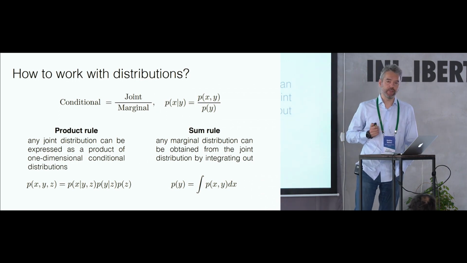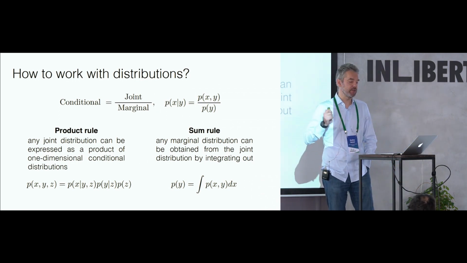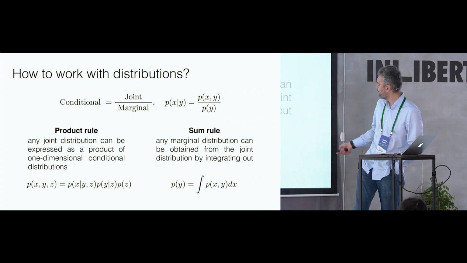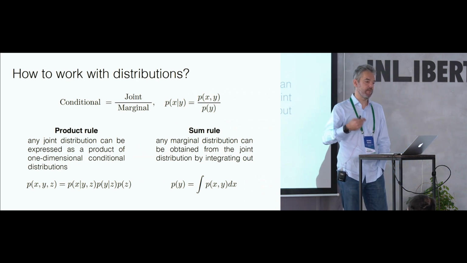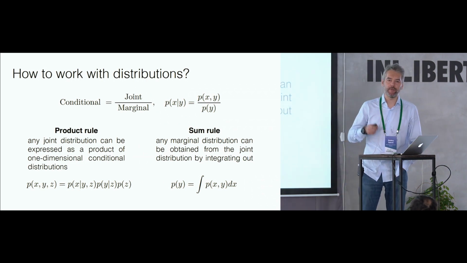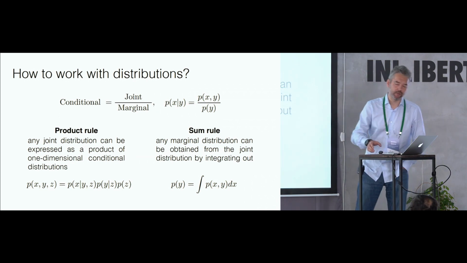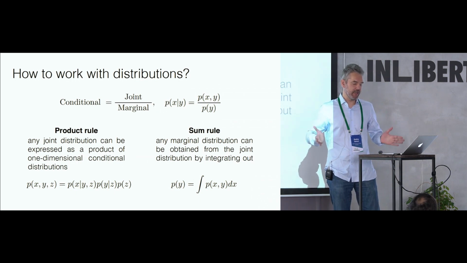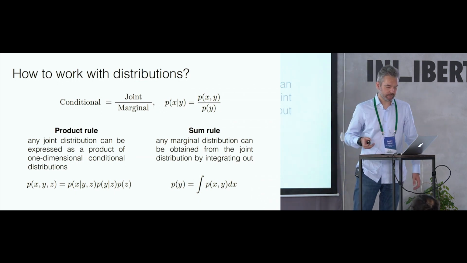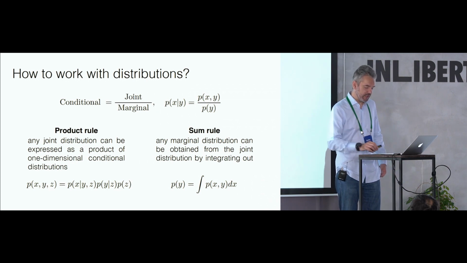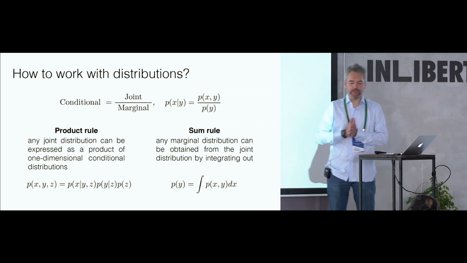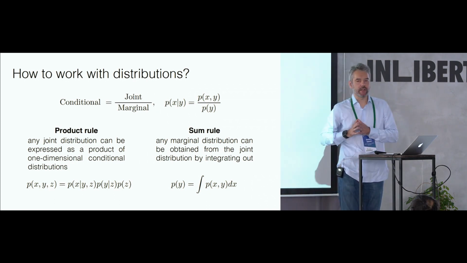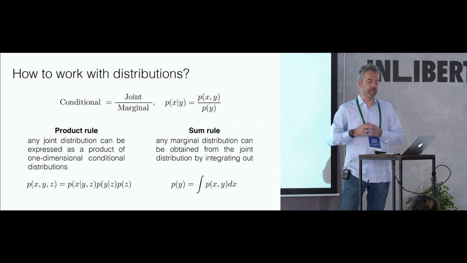Another rule is the sum rule, which states how we can obtain a marginal distribution if we have access to the joint distribution. Any marginal distribution can be obtained simply by integrating out, or marginalizing, the unnecessary variables. So if we have a joint distribution over x and y, and we would like to get the unconditional or marginal distribution over y, we simply take the joint and integrate out x. That's pretty simple. And based on these two rules, we can always construct and compute arbitrary conditional distributions from the joint.